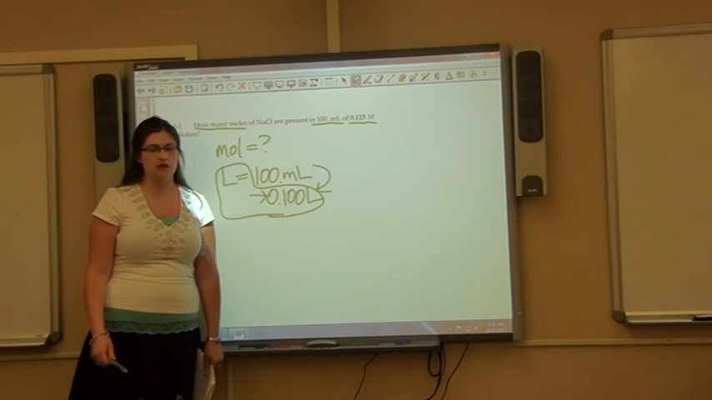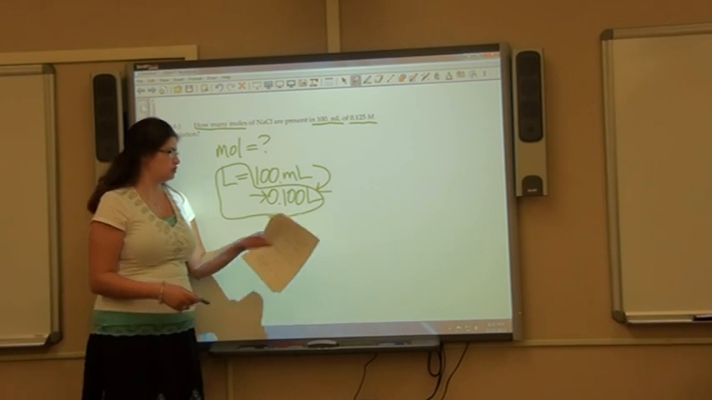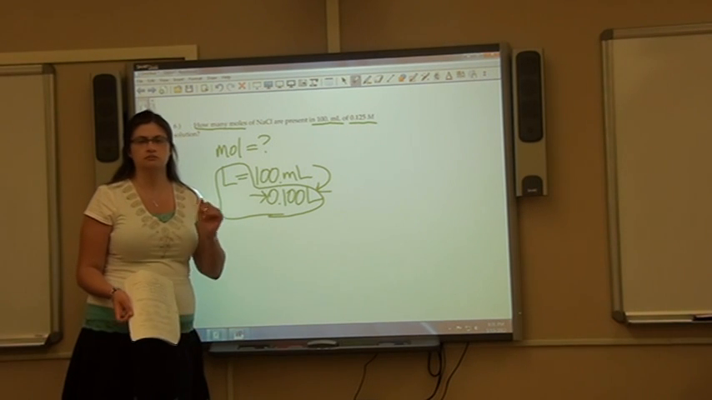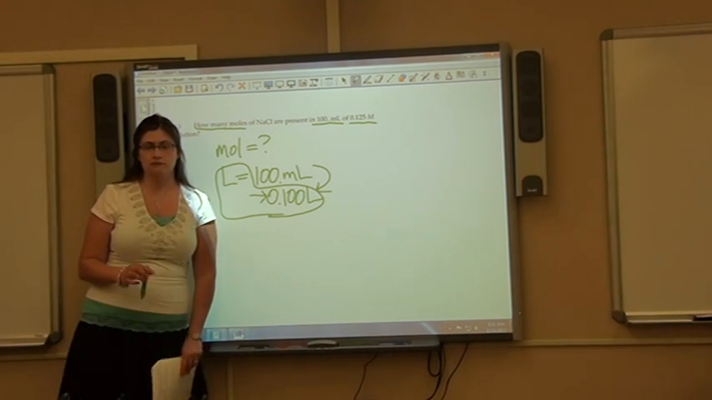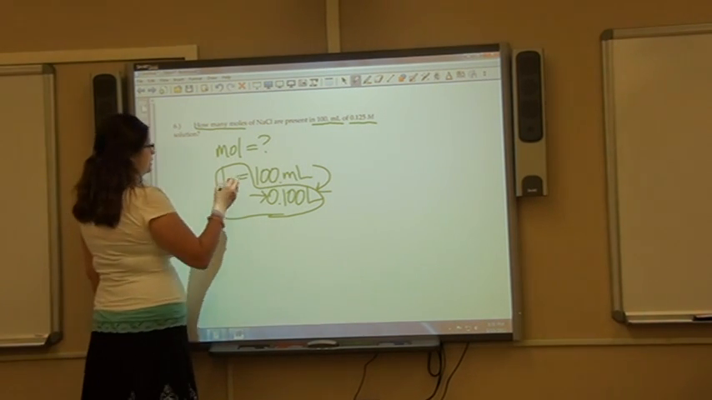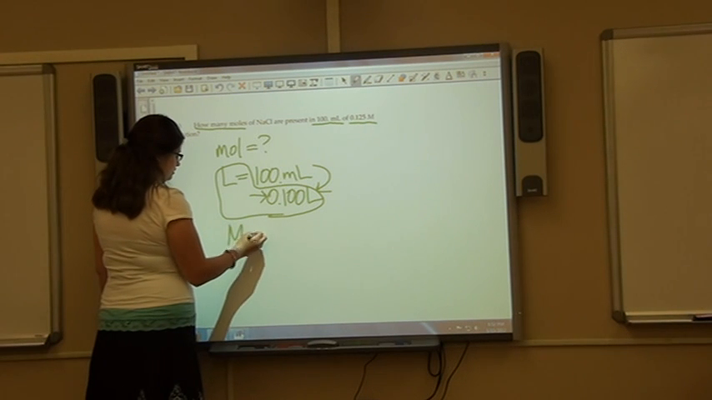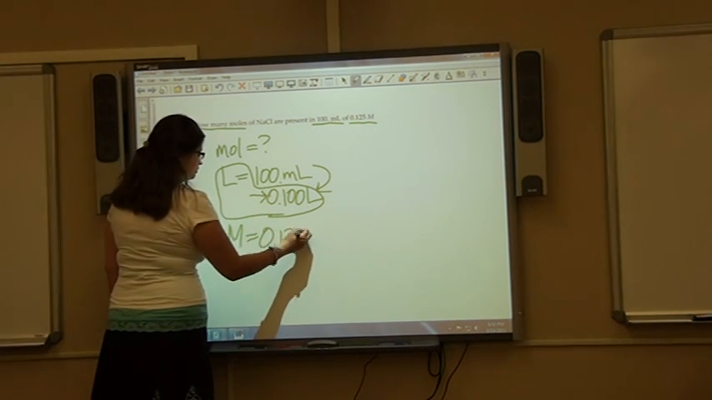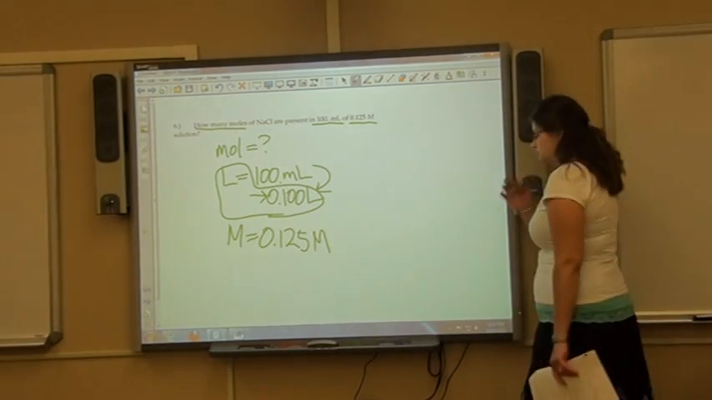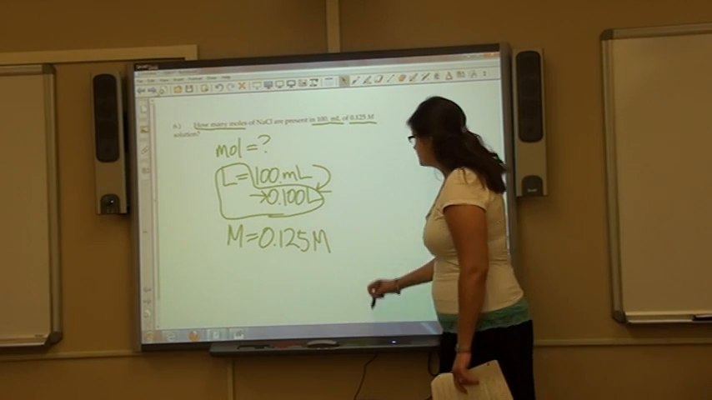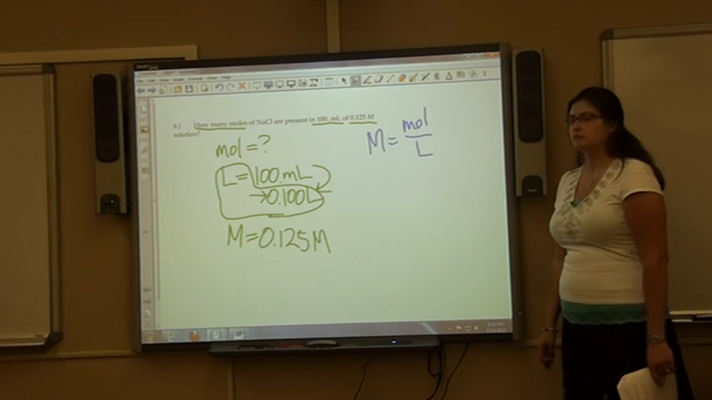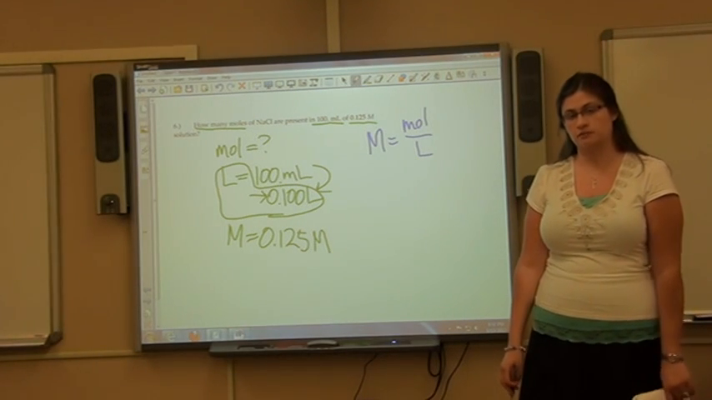Now, if you can divide by 1,000 in your head, that's great. Then you don't have to show this step at all. You can just write L equals 0.100 liters. If you have to do the unit conversions with that, that's okay too. And then we have the 0.125, and that's molar. So we have our table all finished. Now, step 2, write down your equation. Step 3, solve for your question mark.